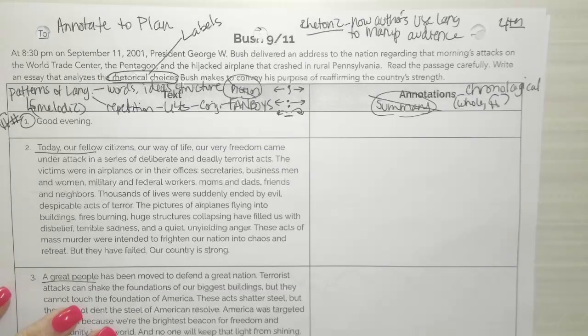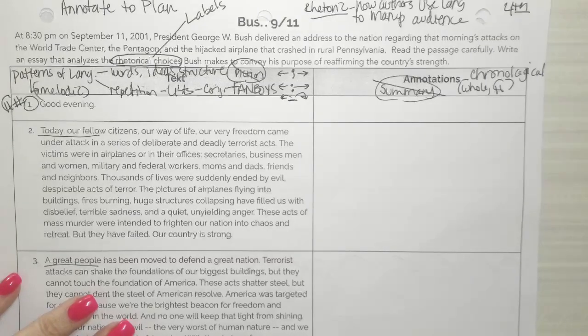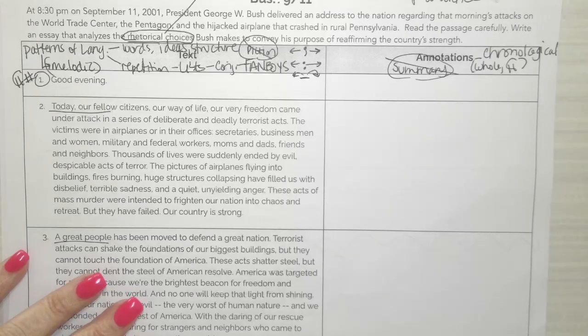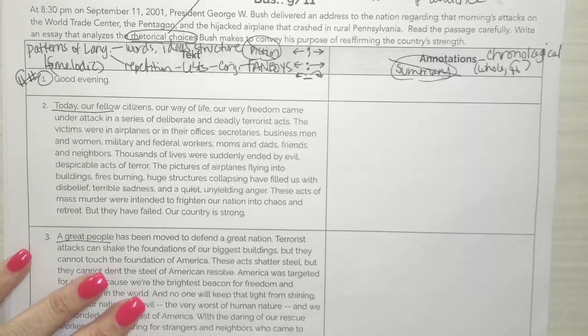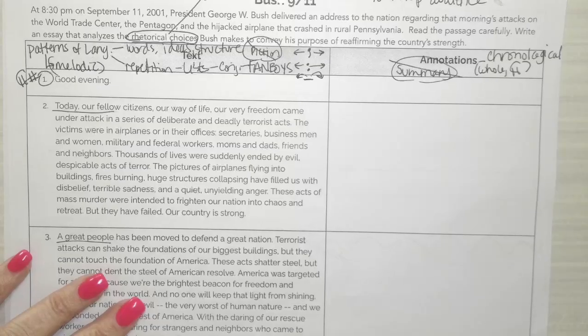Good evening. Today, our fellow citizens, our way of life, our very freedom, came under attack in a series of deliberate and deadly terrorist attacks. The victims were in airplanes or in their offices. Secretaries, businessmen and women, military and federal workers, moms and dads, friends and neighbors. Thousands of lives were suddenly ended by evil, despicable acts of terror. The pictures of airplanes flying into buildings, fires burning, huge structures collapsing have filled us with disbelief, a terrible sadness, and a quiet, unyielding anger. These acts of mass murder were intended to frighten our nation into chaos and retreat, but they have failed.